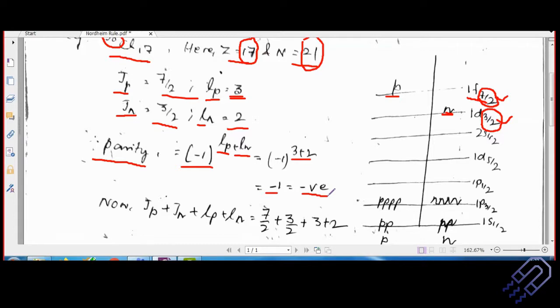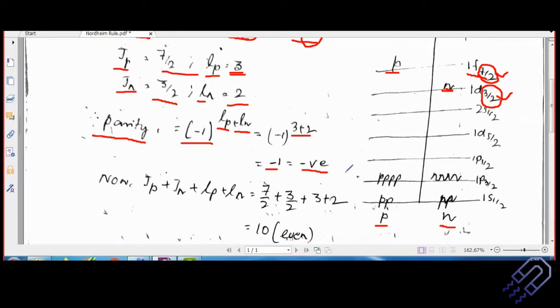That's Nordheim's rule, altogether different for all word systems. Okay. And then how do we write down the J value? Let's see how we write down the J value. For the J value, first you have to do this step. Take JP, take JN, take LP, LN. Add them up. You see what's the answer that you get.